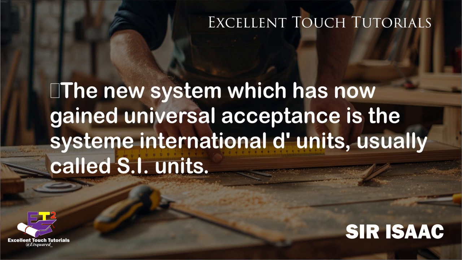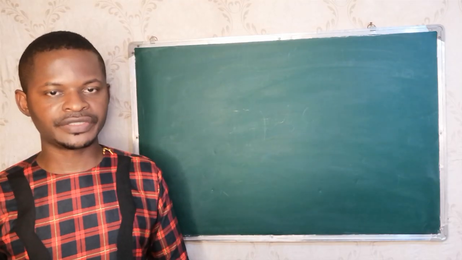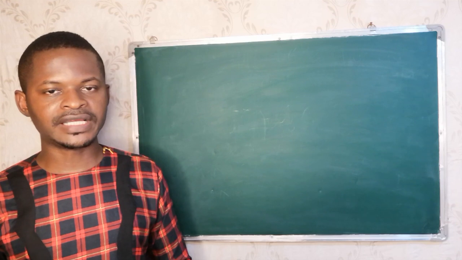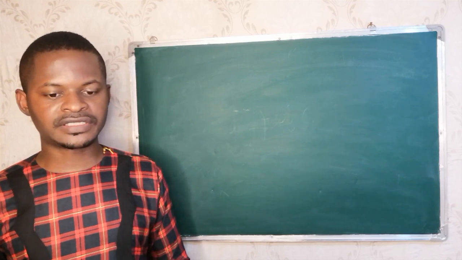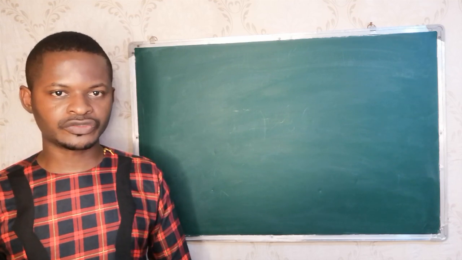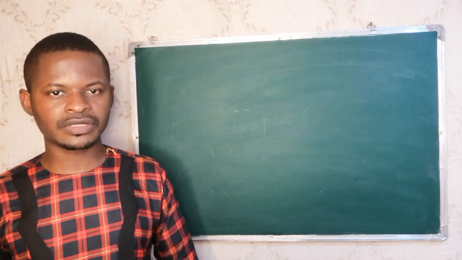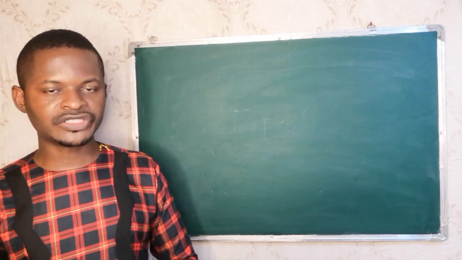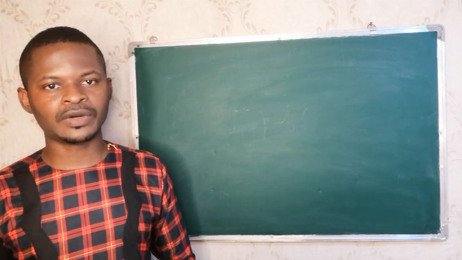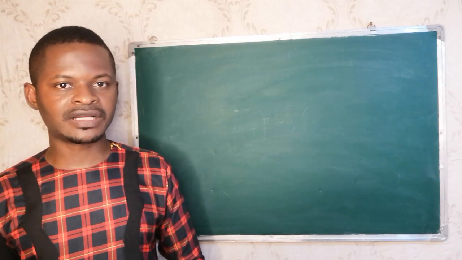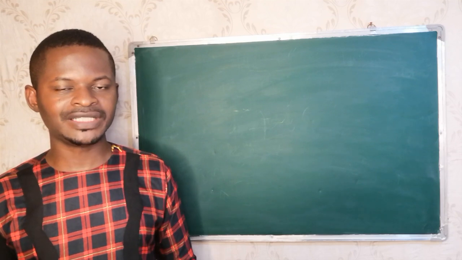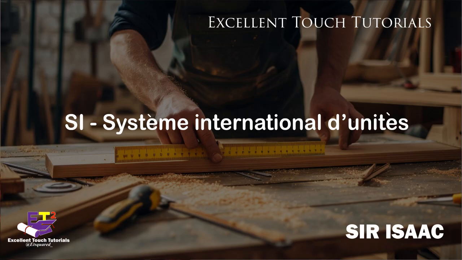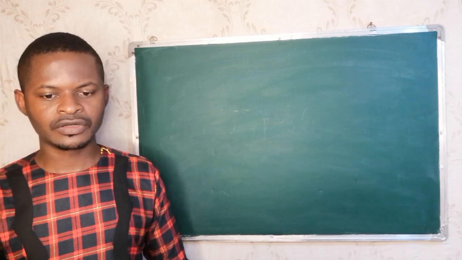Now the new system which has gained universal acceptance is the Système International unit system, which we also call the SI unit system. Système International is actually a French word. In English it means International System of Units. But you may be questioning, why is it not called IS? Why SI? Because the abbreviation is based on the French name, Système International. So it is important to take note of that. That's why it's called SI unit. But SI in English simply means International System of Units.